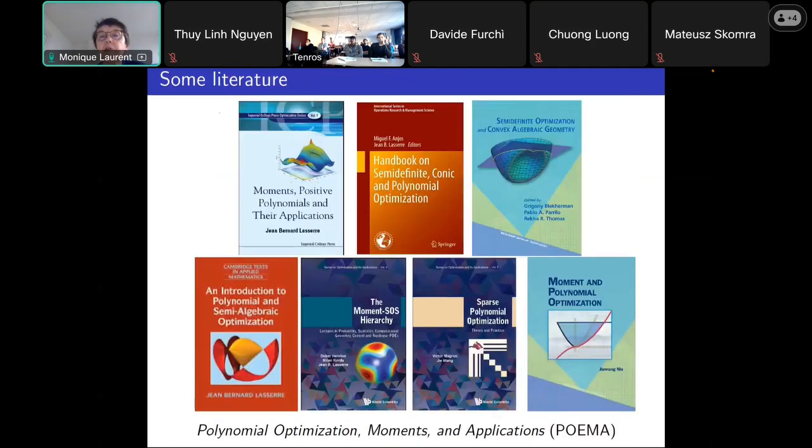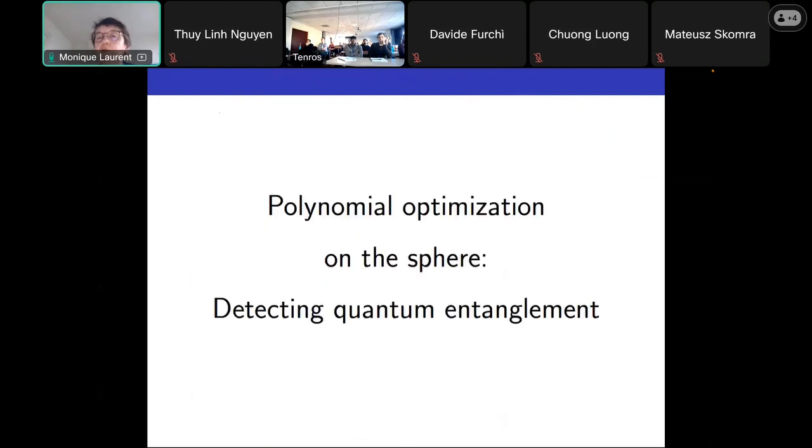Here are a few books which deal with polynomial optimization. There is a lot of literature on it, and I also mention the title of a book, which was a result of the previous ETN project, POEMA, which also goes about this topic. So maybe if there are some questions, it's a good moment, because the next thing I want to do is to move to quantum entanglement.